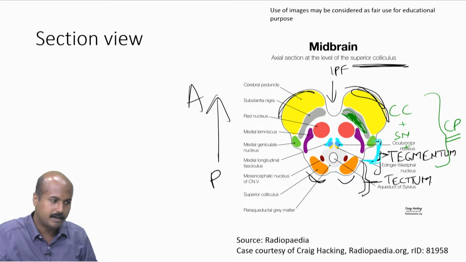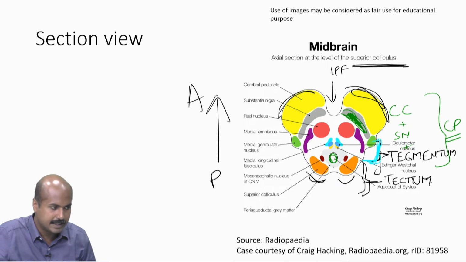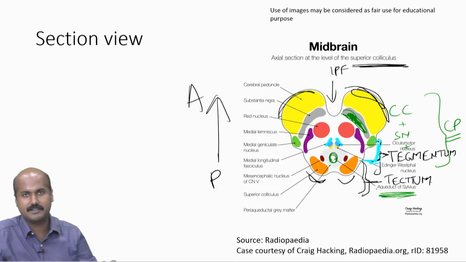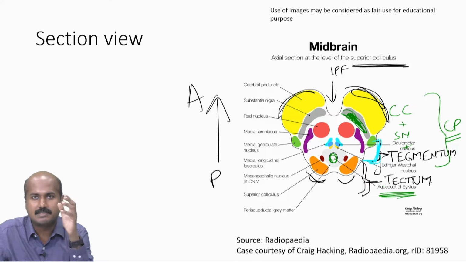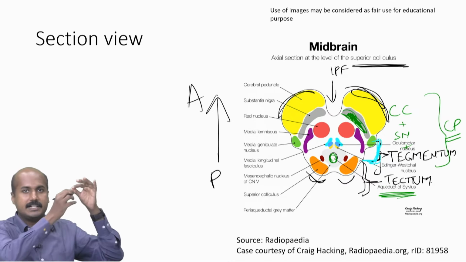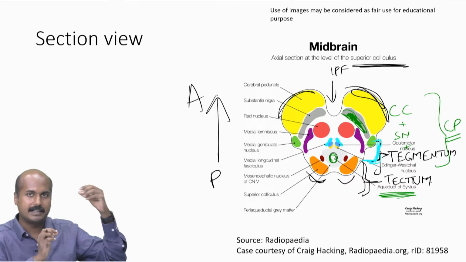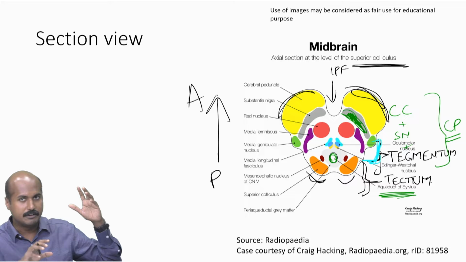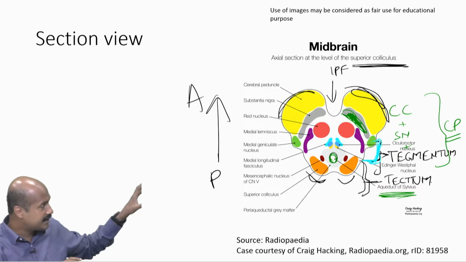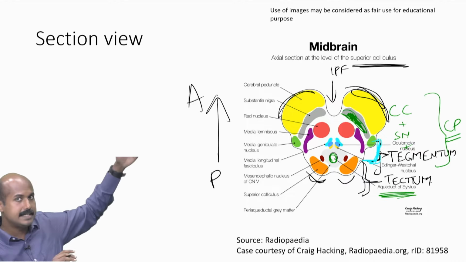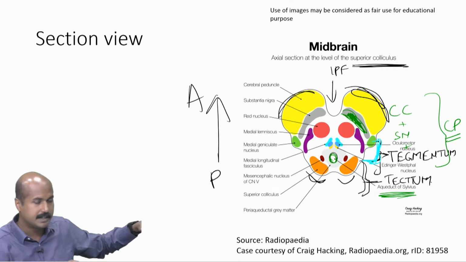Now cerebral peduncle and the tectum are separated by this tunnel that goes through it, and that tunnel is the aqueduct of Sylvius. If you remember the ventricular system sessions that we learned, in the ventricular system I told you about a tunnel that drills through the midbrain, and that tunnel is called the aqueduct of Sylvius, which was connecting the third ventricle with the fourth ventricle. So that is that tunnel. That tunnel is going through the midbrain, dividing it into an anterior cerebral peduncle and a posterior tectum.